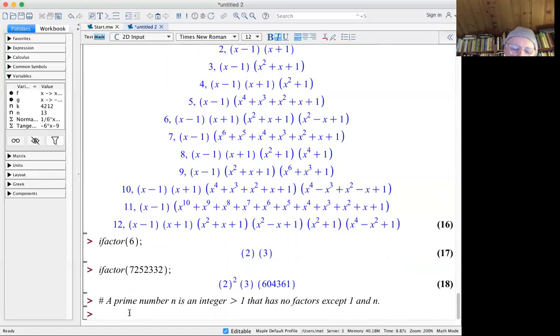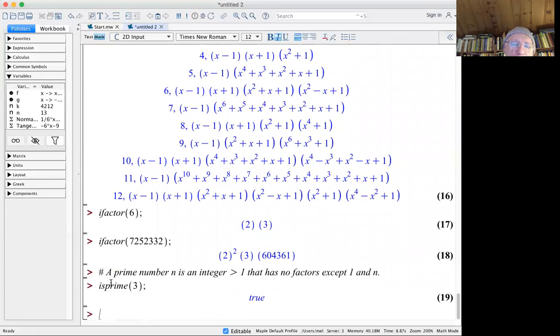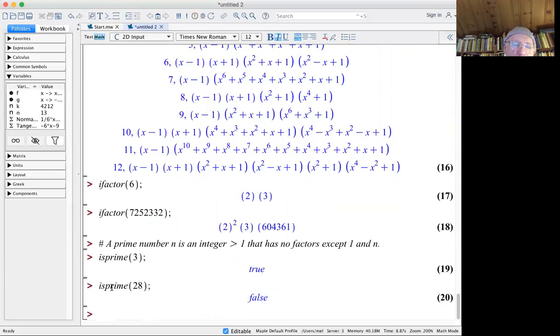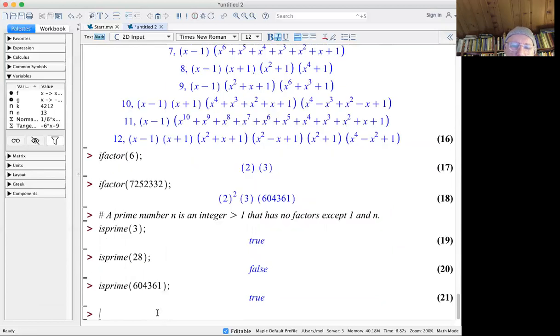And there's a command in Maple that tells you whether or not a number is prime. It's called isprime. It's like asking a question. Isprime 3? True or false? True. 3 is prime. Isprime 28? False. 28 is not prime. Isprime this number, 604,361? True. So that really is a prime. So this is the factorization.